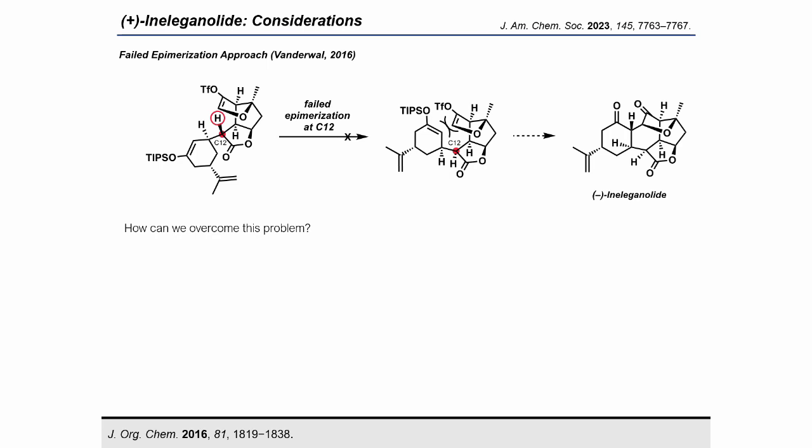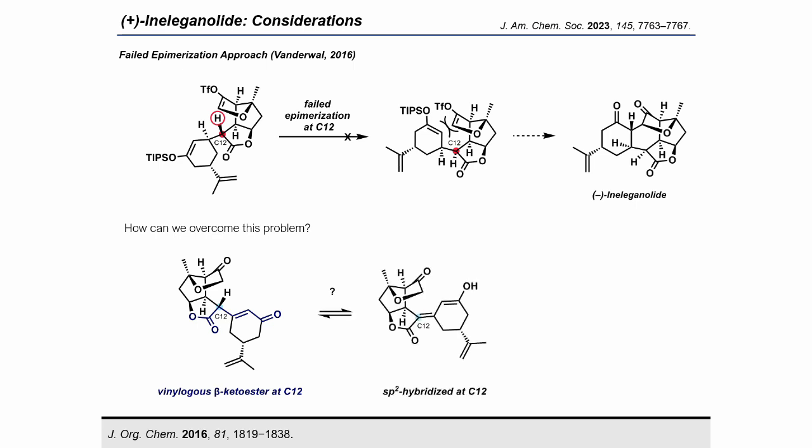This led to the proposal of installing a vinylogous beta-keto ester around the C12 position. Due to the resonance stabilization, we deemed the proton at this position to be increasingly more acidic in the system, allowing for deprotonation to occur. Even if we initially had the wrong configuration at C12, we hoped to readily access the enol form of the intermediate to give rise to an sp2 hybridized carbon at C12. We had then hoped to protonate from the convex face of the molecule to give rise to the correct epimer.